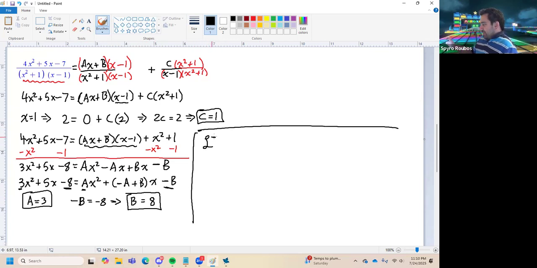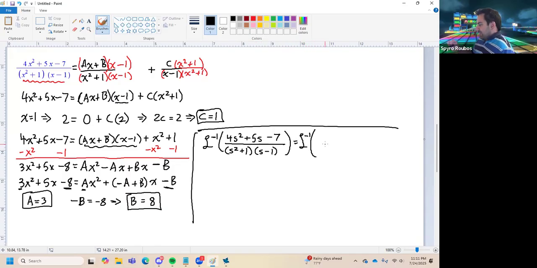Well, if I had to take the Laplace inverse of (4s squared plus 5s minus 7) all over (s squared plus 1)(s minus 1), well, I don't know that. However, if I break it up into (3s plus 8) over (s squared plus 1) plus 1 over (s minus 1), this I do know. And if you're thinking, yeah, but do we?